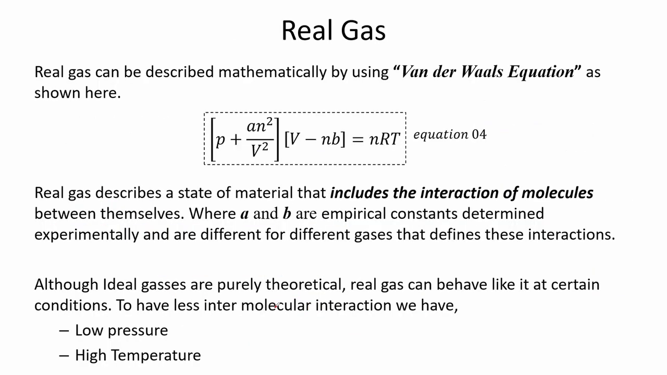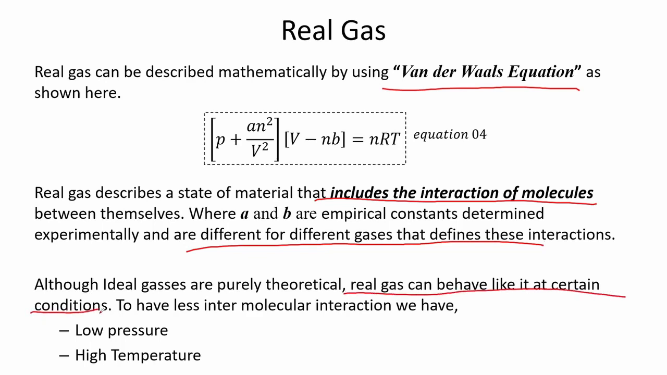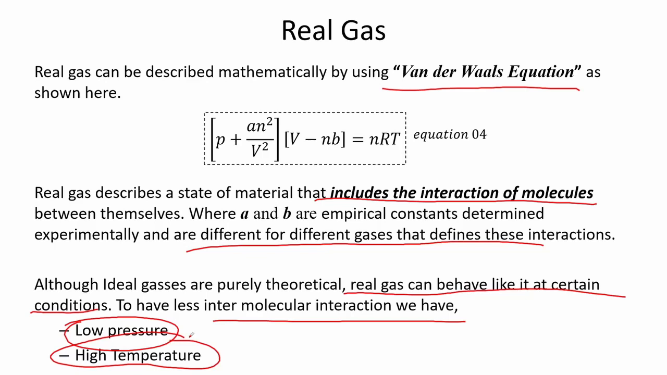Real gas can be described mathematically by using van der Waals equation as shown here. Real gas describes a state of material that includes the interaction of molecules between themselves. In the equation, a and b are empirical constants that are determined experimentally and are different for different gases that define these interactions. Although ideal gases are purely theoretical, real gas can behave like it at certain conditions. To have less intermolecular interaction we have low pressure and high temperature. Both conditions promote less intermolecular interaction by increased separation of particles.